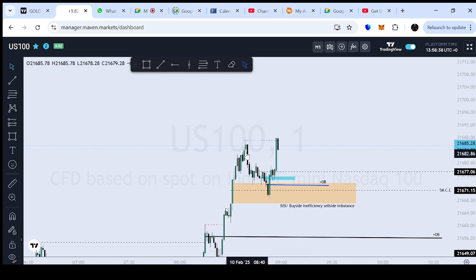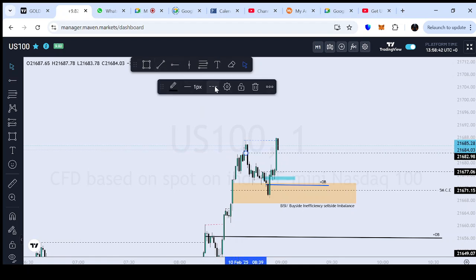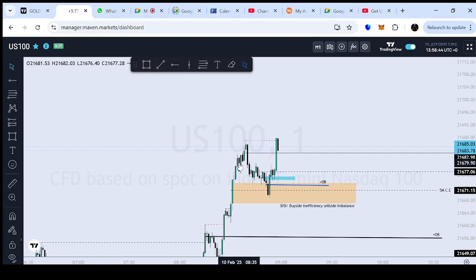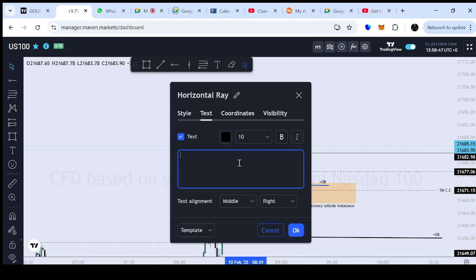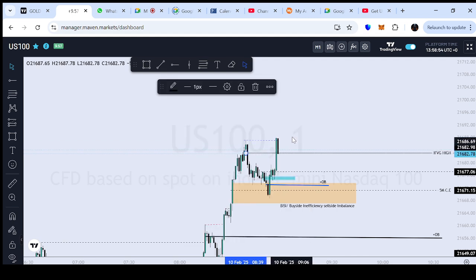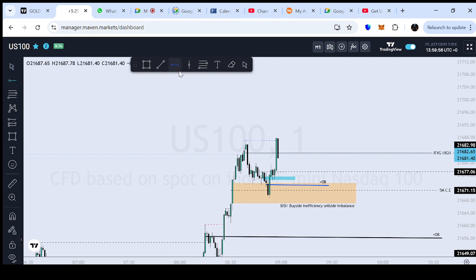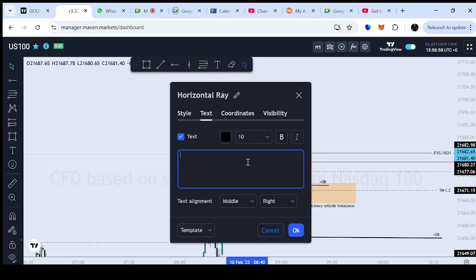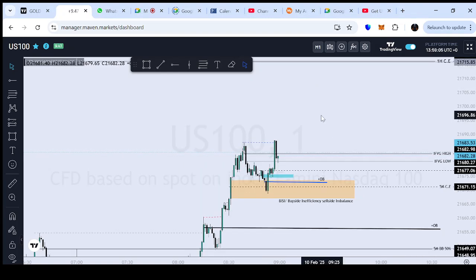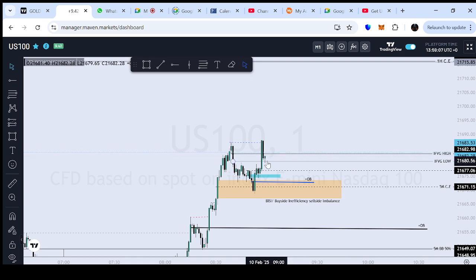This inefficiency, inversion fair value gap. We'll be utilizing this inversion fair value gap for the moment. This is the inversion fair value gap high. Our price has violated it. It will now act as a major support level. The inversion fair value gap low. Study the price action inside it.